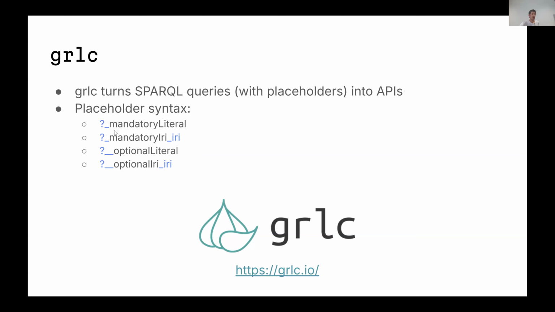If you have regular SPARQL variables that start with an underscore, they're interpreted as placeholders for literals. So in the API, or in the user interface that Nanodash creates, it would be a text field where you expect the user to enter a literal. If you additionally end it with underscore IRI, it's an IRI placeholder. And if you start it with two underscores, it's labeled as optional, whereas otherwise it's mandatory. So that's pretty much it.